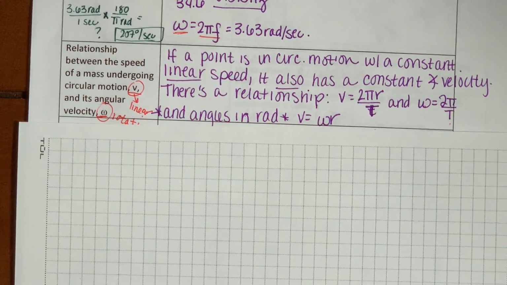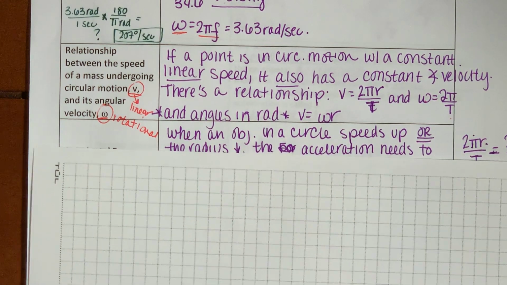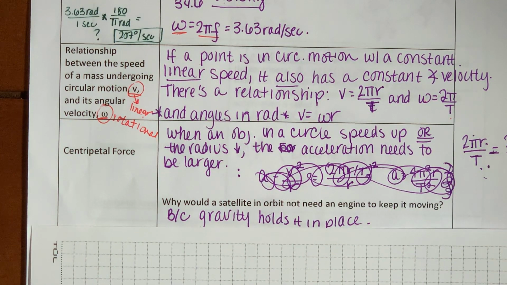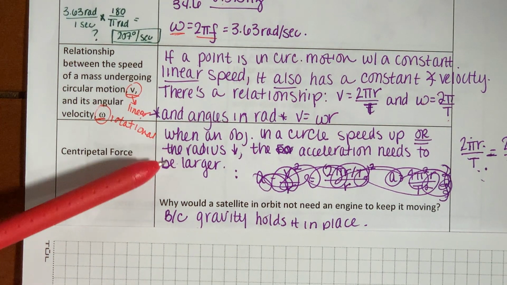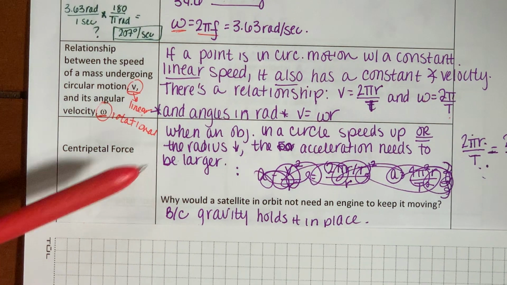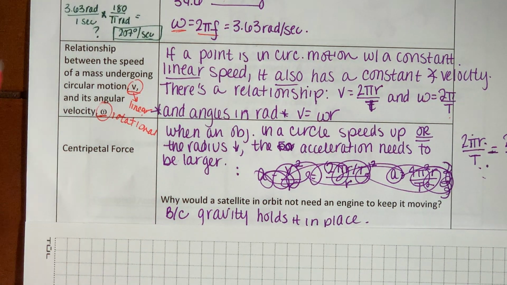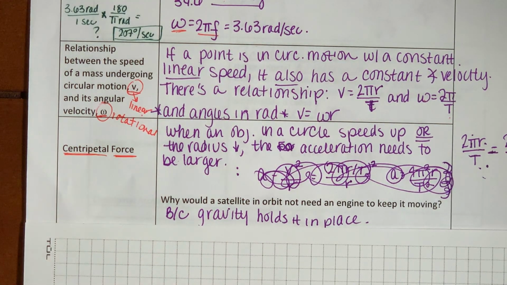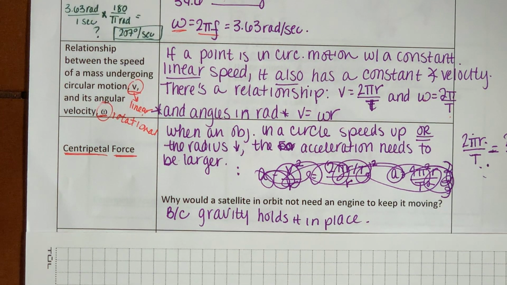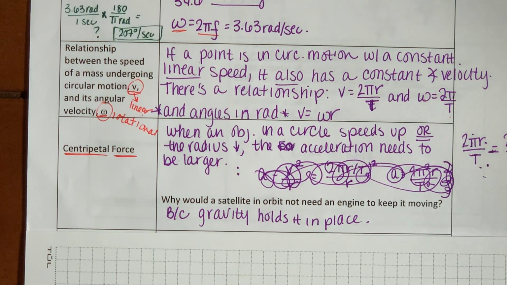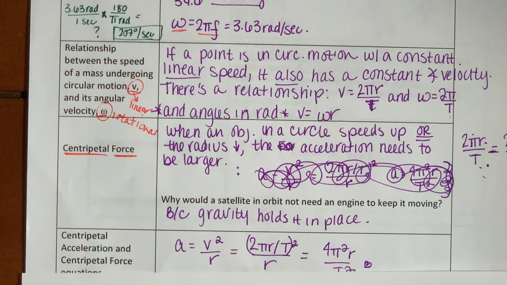Moving on, we're going to talk a little bit again about centripetal forces, a little bit of a review of that. So basically, we talked about when an object that's in a circle speeds up, or if the radius shrinks, the acceleration needs to be a little bit larger. And that would be that force being exerted, or that centripetal force. Remember, that's a center-seeking force. As that velocity tries to move in a linear way, that centripetal force is going to pull it back and keep it in that circular motion. So again, why would a satellite not need an engine to keep it moving? Well, because gravity is acting as that centripetal force.